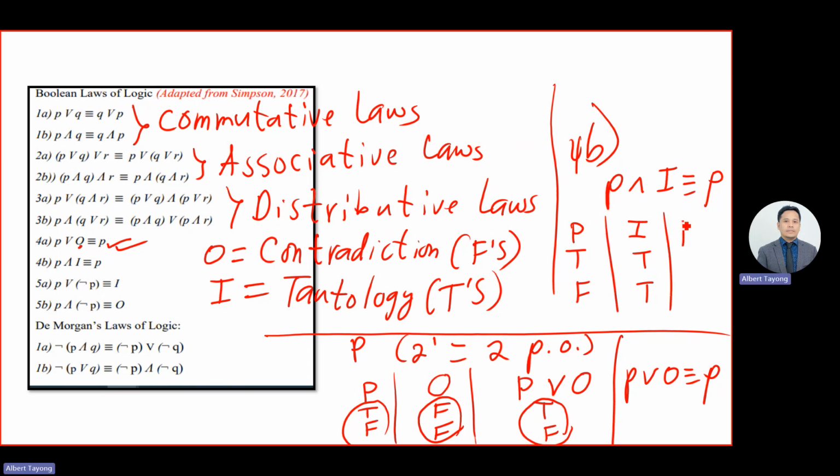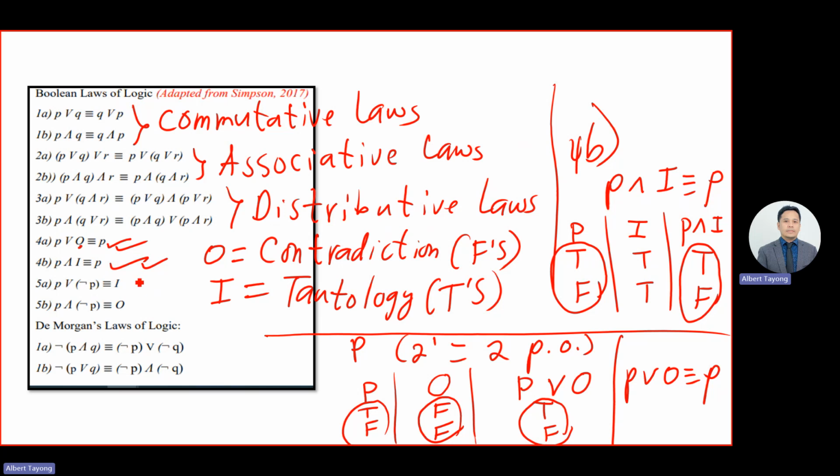And the answer for P and tautology: true and true is true, false and true is false. The answer is equal to P, true, false. So that's the meaning of this. P and tautology is actually equal to itself.